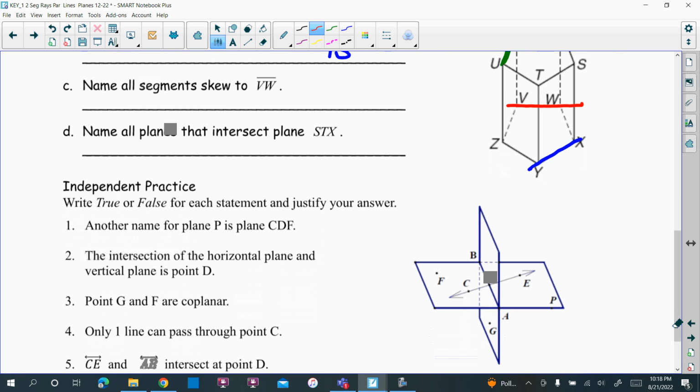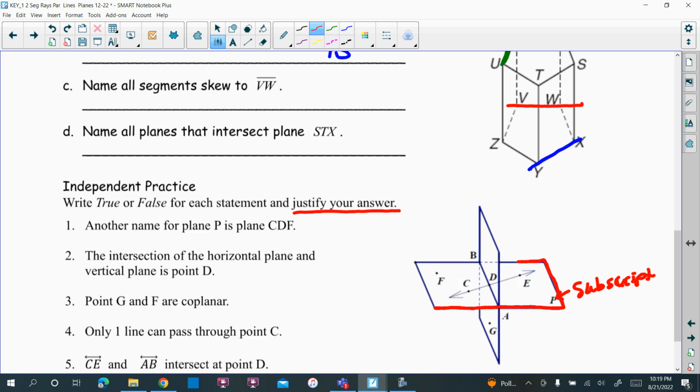When you get down here, this is true or false. You're just reading and interpreting the diagram, but it does want you to justify your answer, okay? So find either a descriptor or a name of a point or endpoint that helps justify why it's true or false. For example, on the very first problem, it says another name for plane P, and that's using the subscript right there. There's your subscript. Is plane CDF.